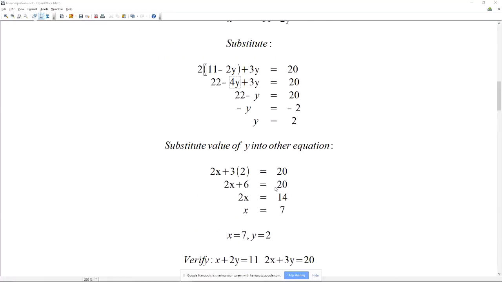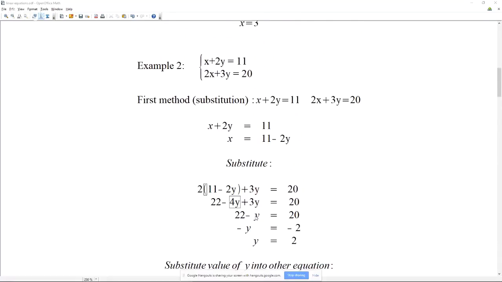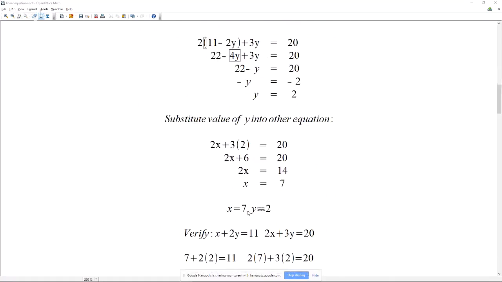So 2x plus 6 equals 20. I subtract 6 on both sides. 2x equals 14. Then I divide each side by 2. I'm left with x equals 7. This is my answer. This is the solution to this system of linear equations. This is my ordered pair. Okay, so x equals 7, y equals 2.